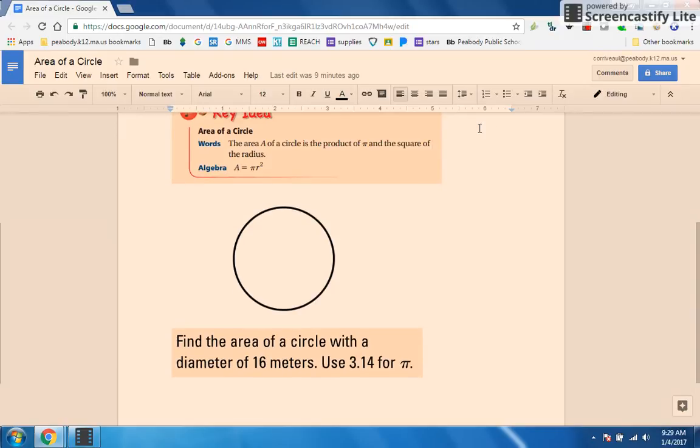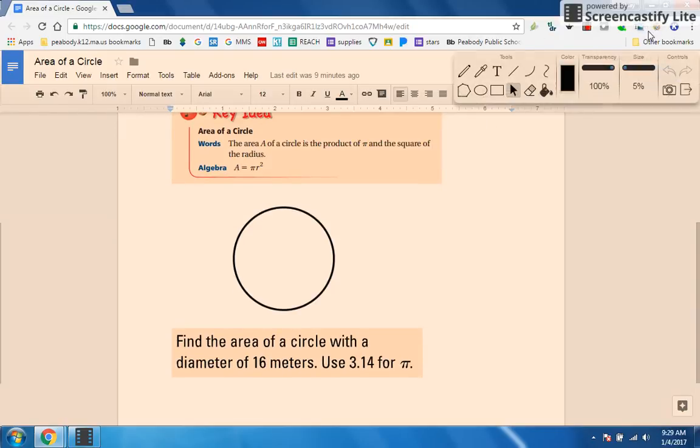So let's try this example. We can do this one together. It says, find the area of a circle with a diameter of 16 meters and use 3.14 for pi. So think of what a diameter is. Diameter, d for distance. So that's going to be a line starting anywhere and going all the way across the circle through the middle. So let's pretend that this is 16 meters.